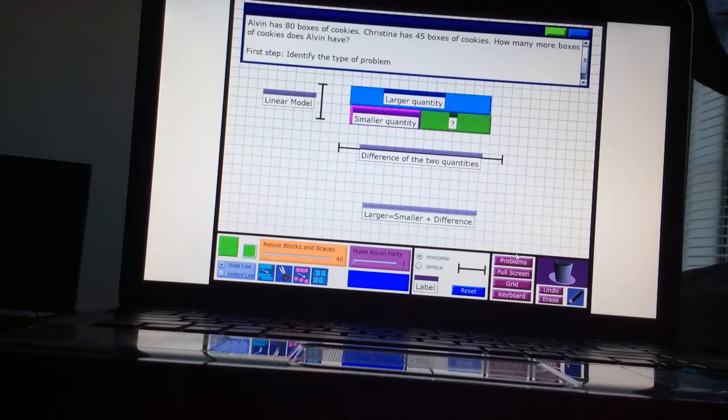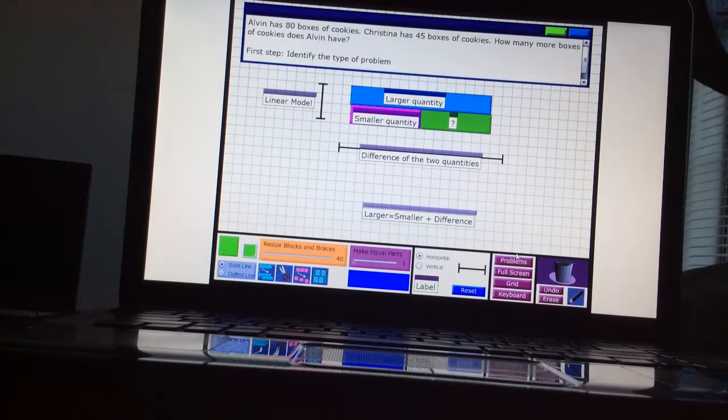So, the first step to solving this problem is to identify the type of problem it is. So, let's think back to the four types of problems. Would this problem be a joining problem? Are we joining things together? Is this problem a separating problem? Are we separating items?